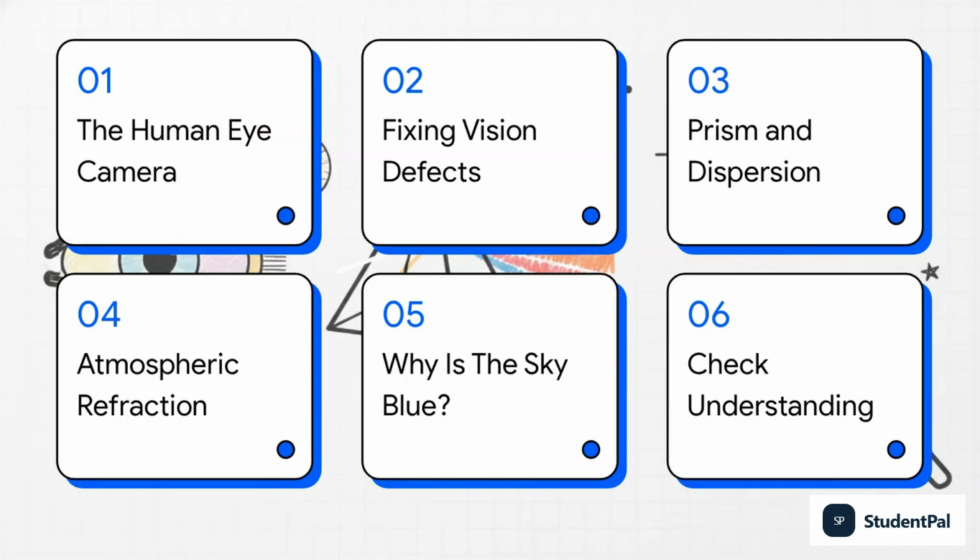So here is our roadmap for today. We'll start with the human eye camera, look at fixing vision defects, check out prisms and dispersion, dive into atmospheric refraction, explain why the sky is blue, and wrap up by checking your understanding. Let's just jump right in.